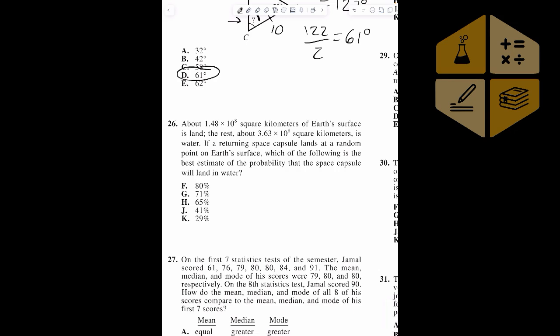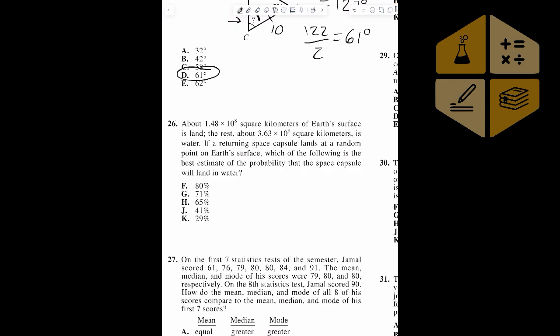26. About 1.48 times 10 to the 8th square kilometers of Earth's surface is land. The rest, about 3.63 times 10 to the 8th square kilometers, is water. If a returning space capsule lands at a random point on Earth's surface, which of the following is the best estimate of the probability that the space capsule will land in water?